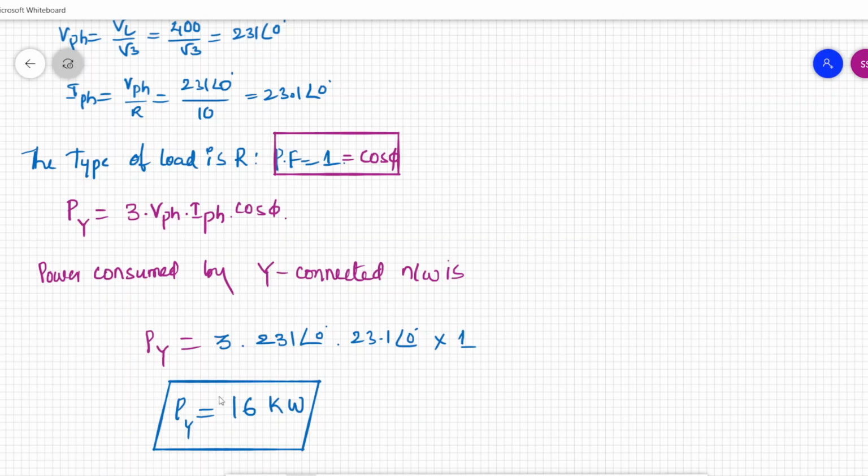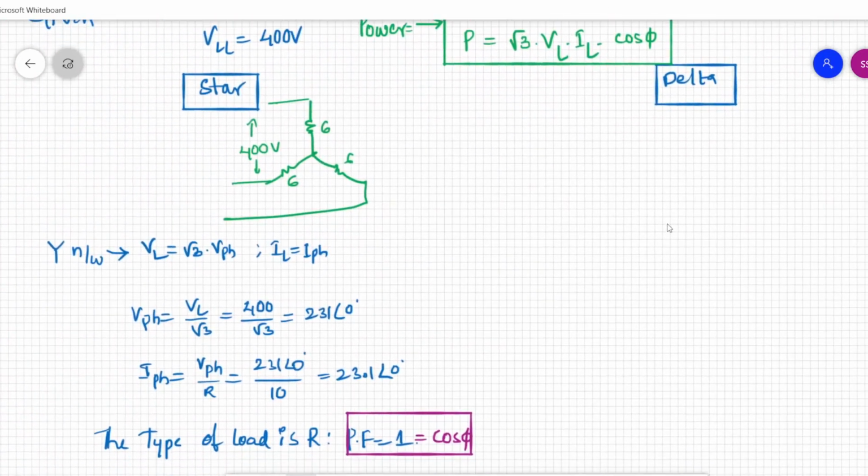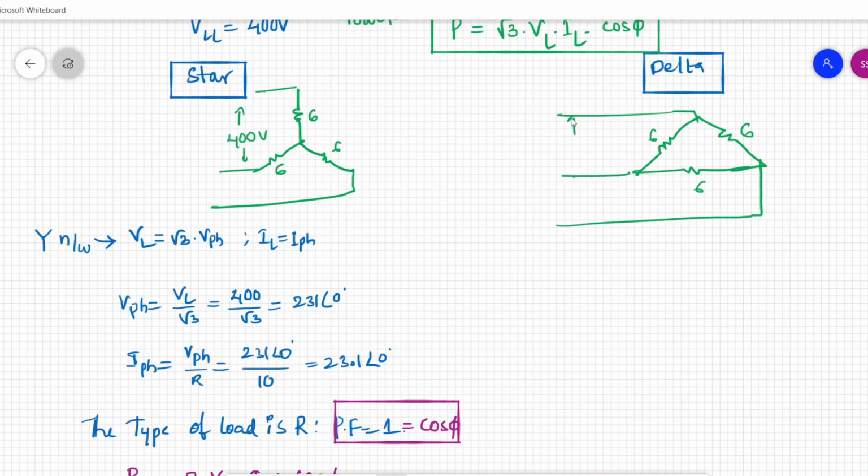Now let us find the power consumption in delta network. As the star connection is done, let us find the power consumption in delta network. I am connecting the 6 ohm resistors in delta, 6, 6, 6. Supply voltage will be 400 volts line to line. Now let us write down the behavior of voltage and current for delta network. VL equal to V phase, but IL equal to root 3 times I phase.